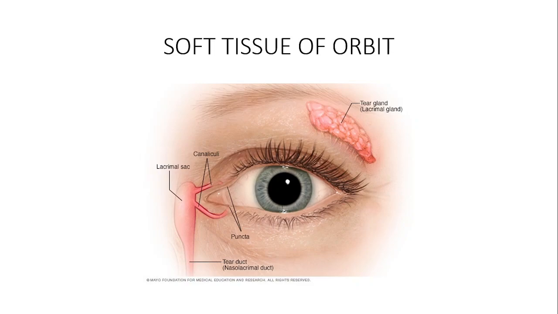So as we said, there's also the canalicular system here, okay? The punctum, inferior punctum, superior punctum, okay, the canalicular system. These all help in what? Tear drainage, okay? So that is it.